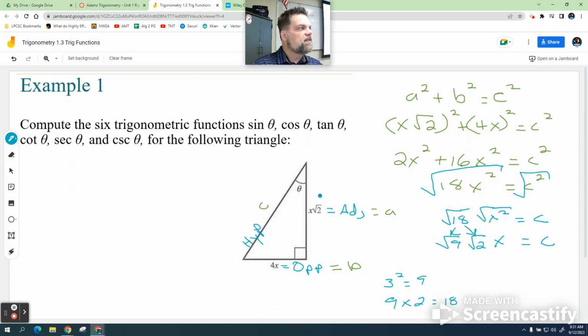Okay. And then the square root of 9 is 3 times the square root of 2 times x is C. So I did all that math to determine that this is 3 square root of 2 times x. And I put a little tail on my square root symbol. So now what does that mean?